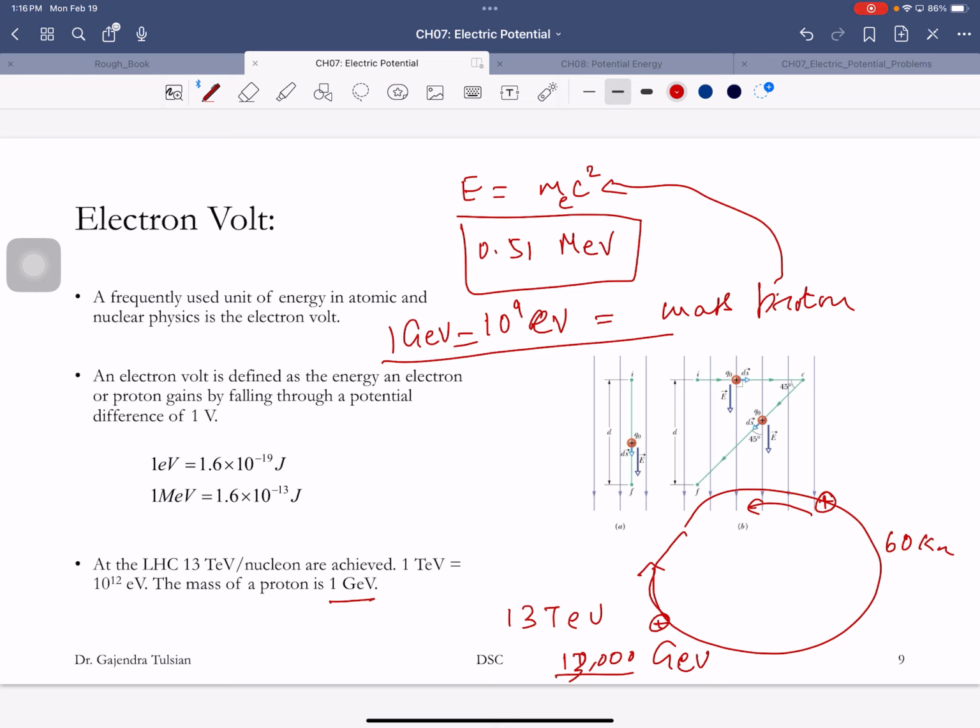I'm loosely speaking. When you create with all that energy, what you're creating is proton-antiproton pairs. Did you guys understand that? And then they study the various forces and stuff like that, various properties of the forces. Okay.